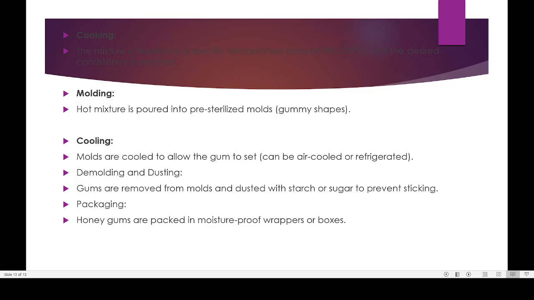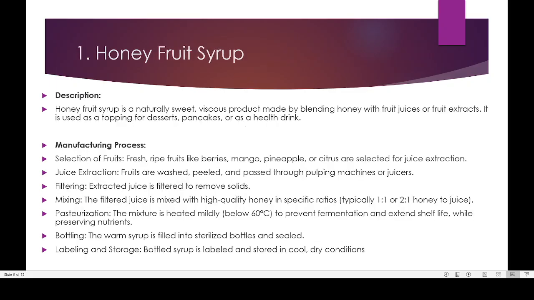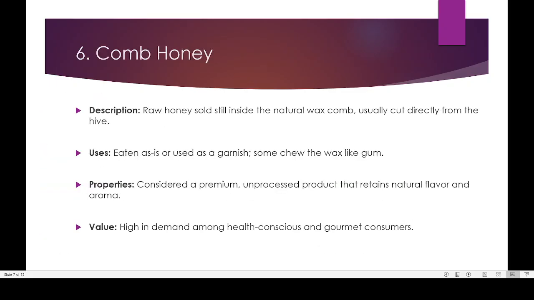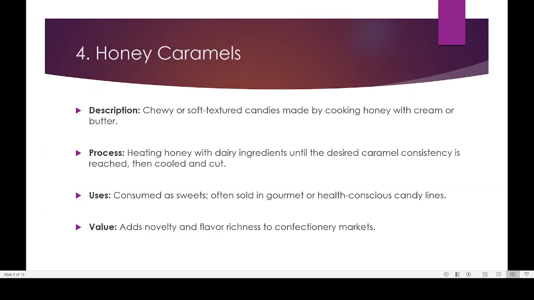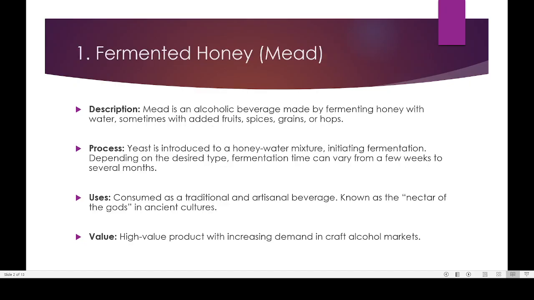Then how the process is actually done is shown here. These details you may not require. So these are the different methods that we use in preparing these honey gums. There are different products: honey gums, honey with fruits and nuts, honey fruit syrup, honey beer, creamed honey, honey caramel, honey jelly, honey paste, and fermented honey. So a lot of products are possible by using simple honey.